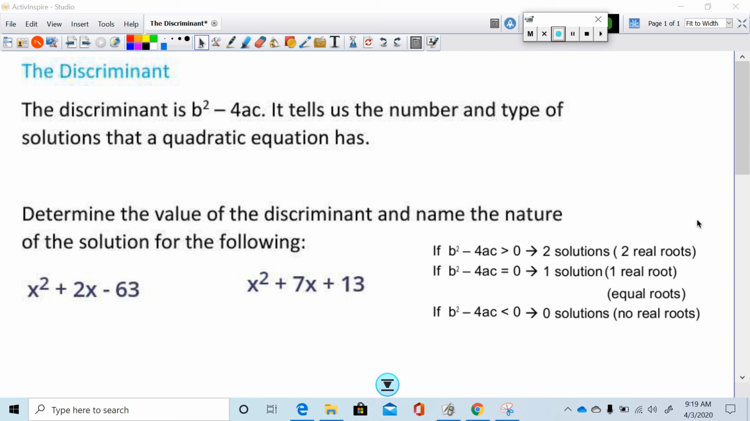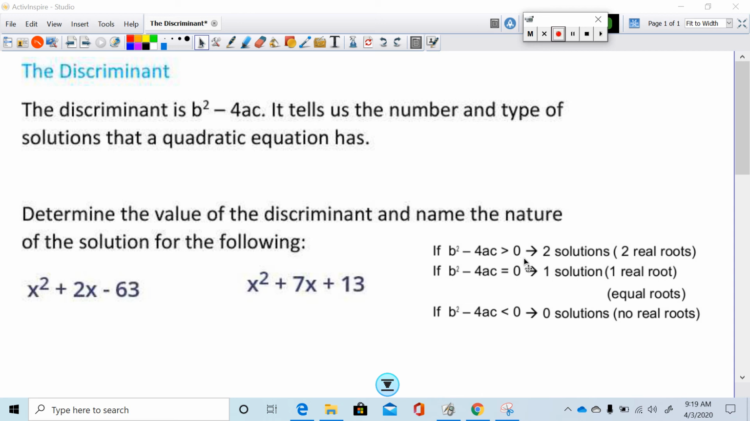The discriminant is used to tell what kind of solution the quadratic equation is going to have, and that will help you later on to be able to decide which method to use to solve it. The discriminant is b squared minus 4ac. It tells us the number and type of solutions that a quadratic equation has. And here's some additional notes.